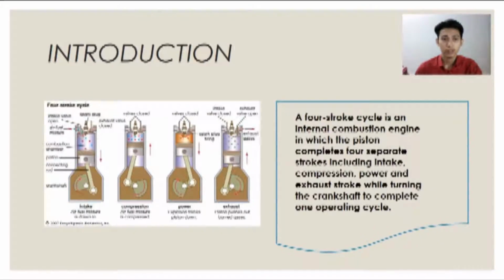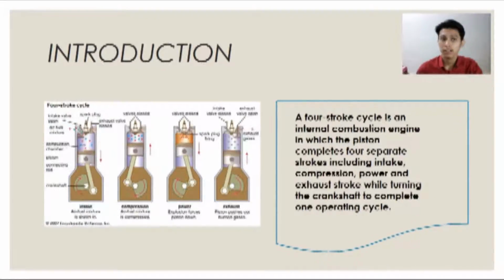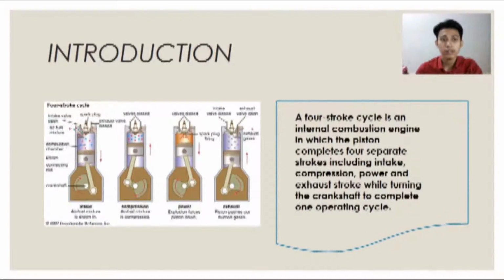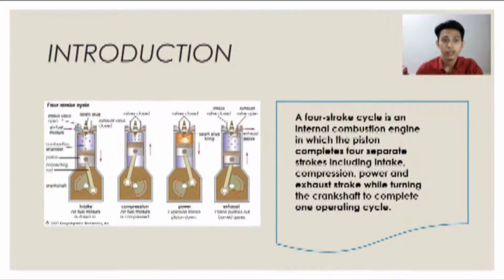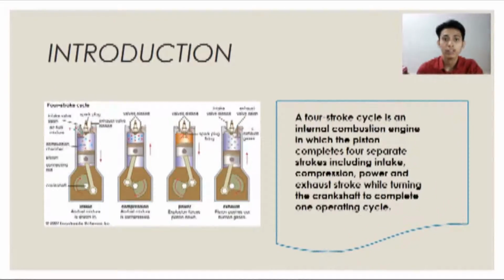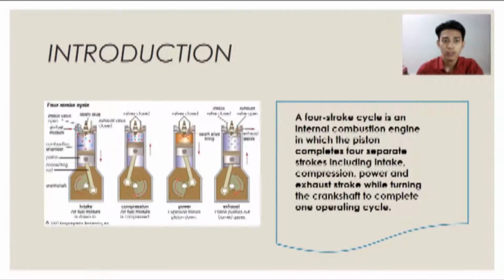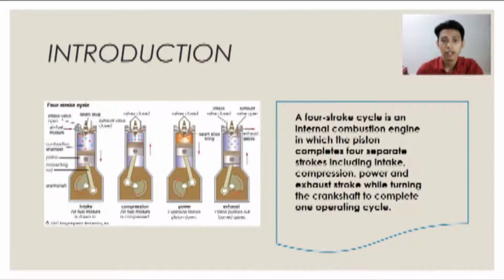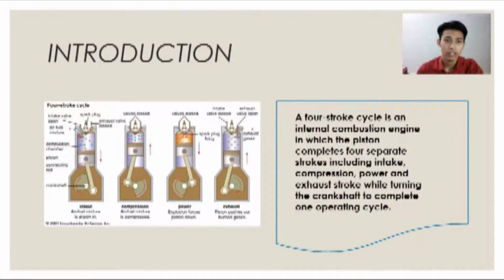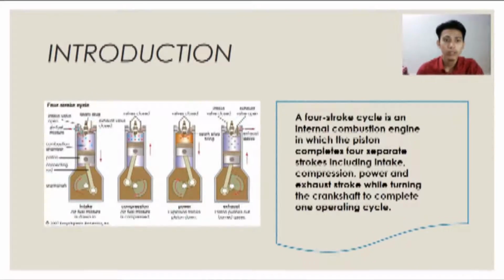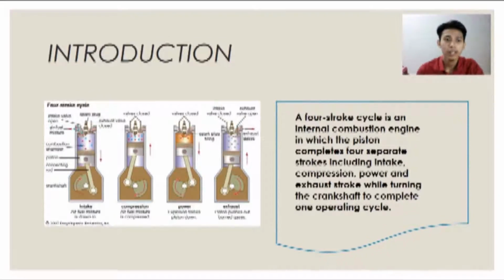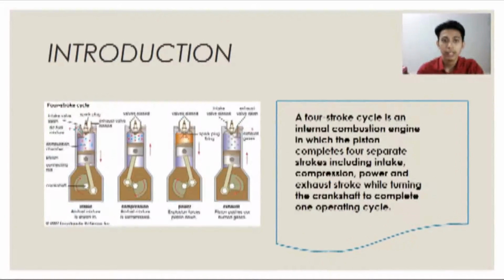For the introduction, we need to know what a four-stroke cycle is. A four-stroke cycle is an internal combustion engine in which the piston completes 4 separate strokes, including the intake, compression, power, and exhaust strokes, while turning the crankshaft to complete one operating cycle. The stroke refers to a full travel of the piston along the cylinder in either direction. So during the intake stroke, the piston will travel downward. At the same time, the intake valve is open and the exhaust valve is closed.